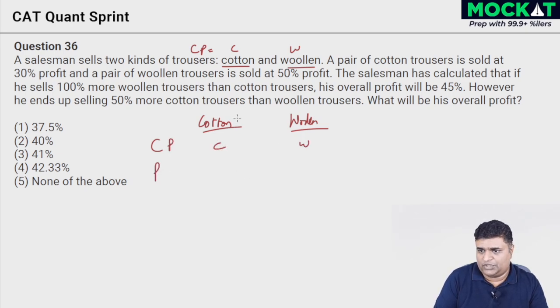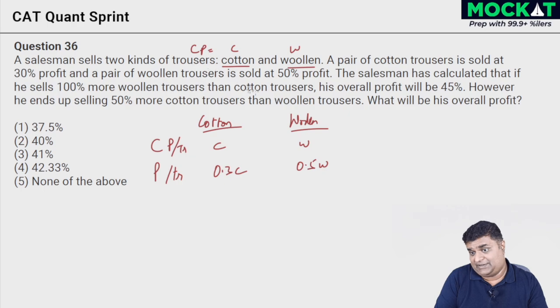What is the profit per trouser? That's going to be 30% profit on a cotton, so that's 0.3C, and 50% on this, that's 0.5W. The salesman has calculated that if he sells 100% more woolen than cotton, 100% more means it's double, 100% extra. So if one cotton trouser was sold, 100% more is going to be 2 woolen trousers sold. So 2 woolen plus 1 cotton, right?